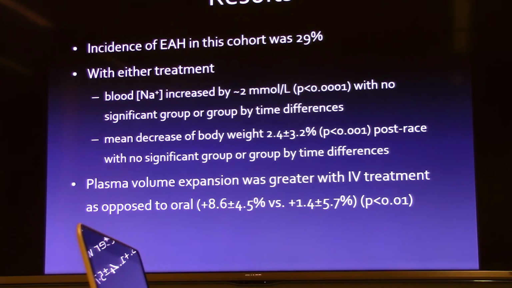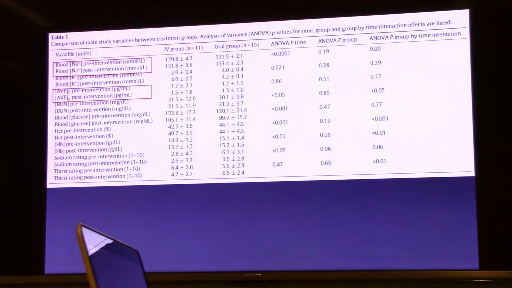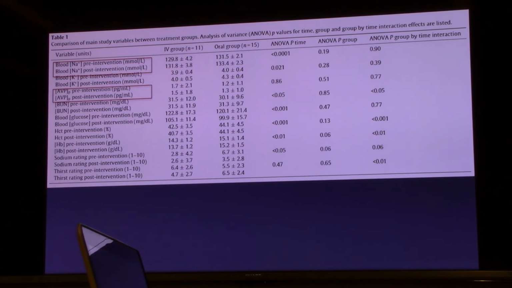They found that the IV arm had more plasma volume expansion, 8.6% as opposed to 1.4% in the oral arm. This is the first table in the paper, which essentially showed that there was a time difference in blood sodium concentration pre and post-race. I also highlighted the level of ADH that was measured, basically showing that there is no difference between the pre and post measurements for both the IV and the oral group.